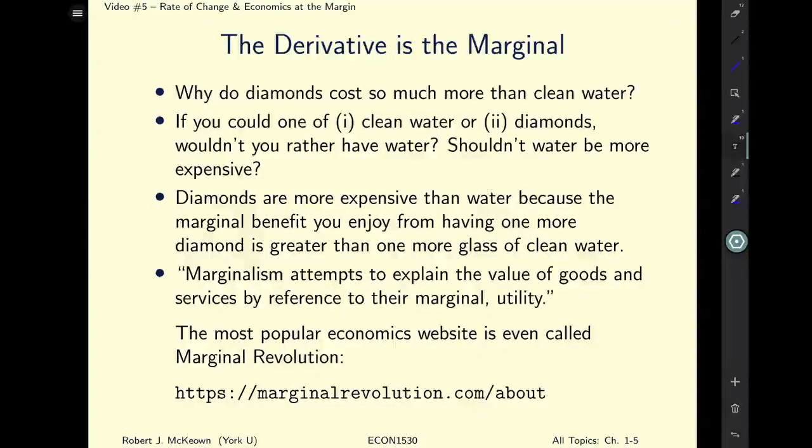And that's what we mean when we talk about marginalism and thinking of things at the margin. At the margin, I'd like a little more diamond and a little less water, partly because I have so much water.